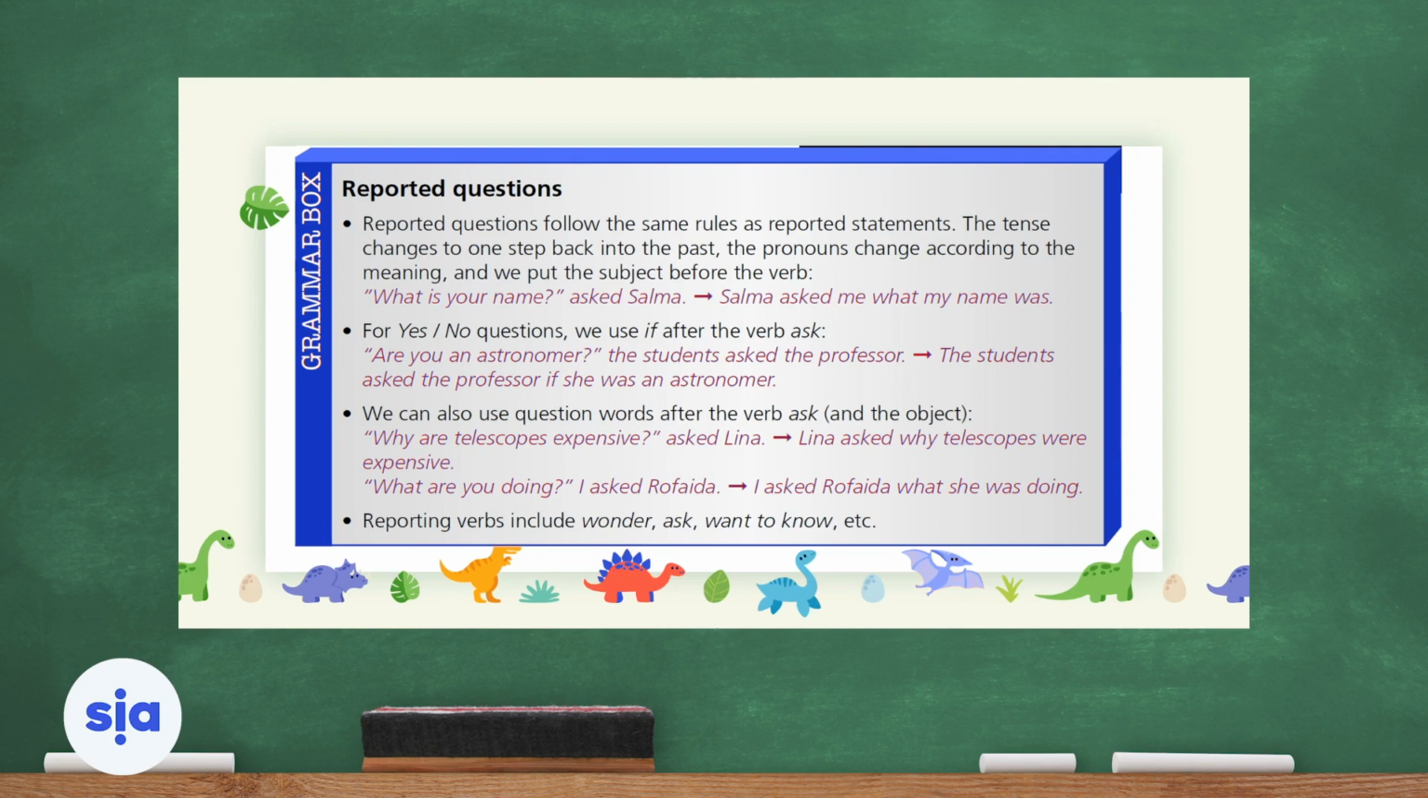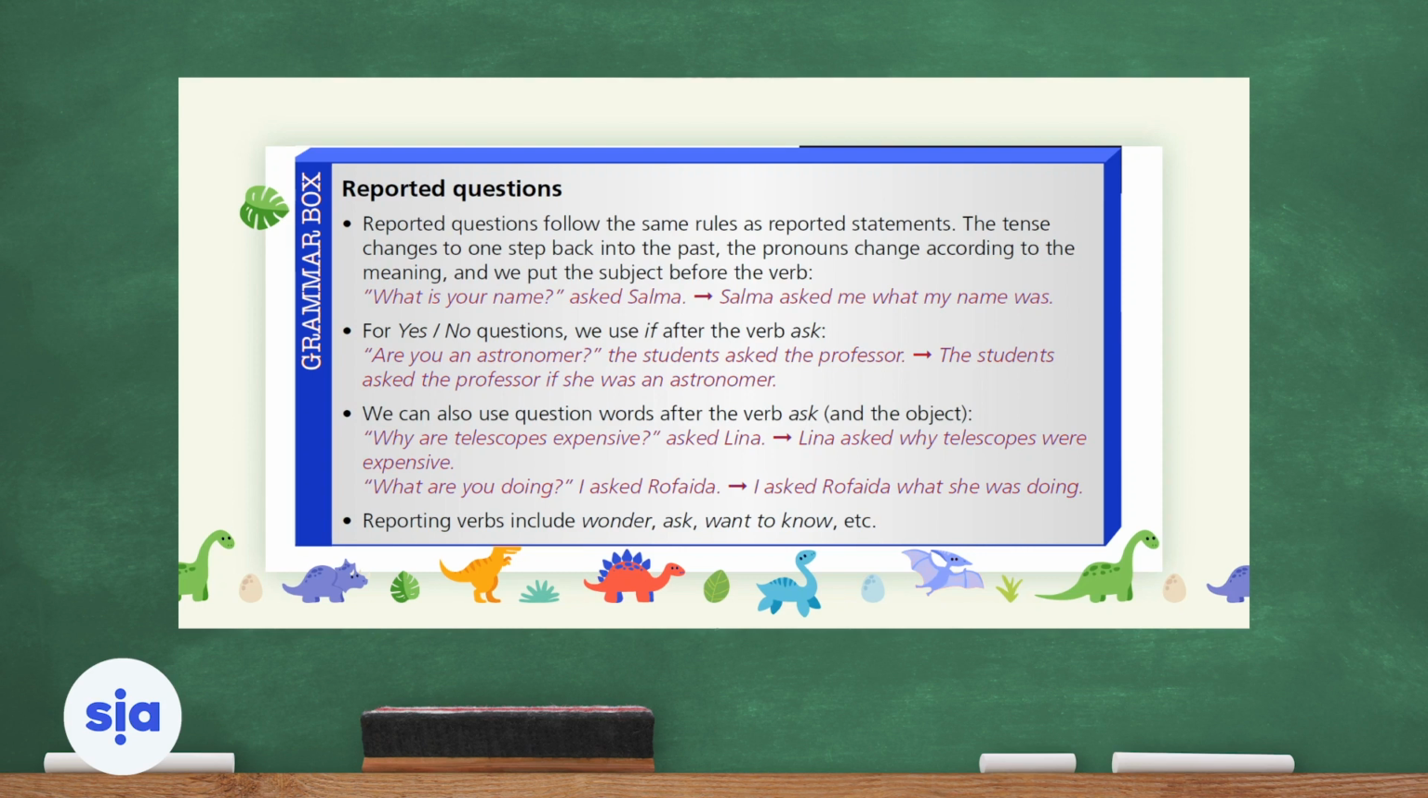Are you an astronomer? The student asked the professor. Now we're going to turn it into reported speech. So we're going to say, the student asked the professor if she was an astronomer. For yes and no questions, we use if after the verb ask. So if the answer to the question is either yes or no, we must use if after the verb.